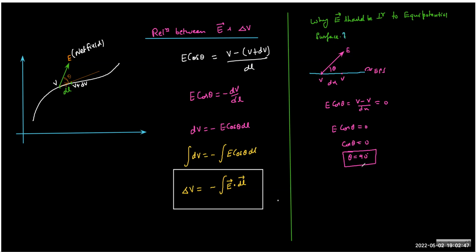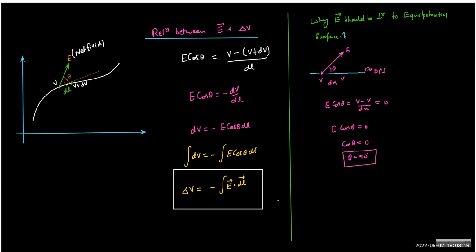The whole idea is, if it is not perpendicular, then it will have a component, which means it can create a potential difference across the surface, which is a violation of the definition itself. Understood? Yes, sir. So the electric field must be perpendicular to the equipotential surface. Okay, it is clear. Yes, sir.